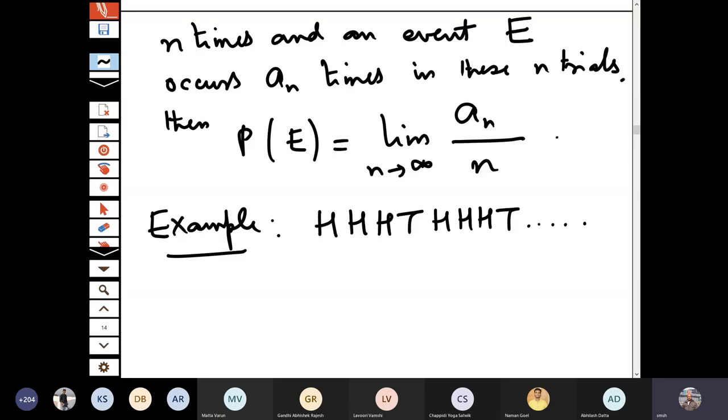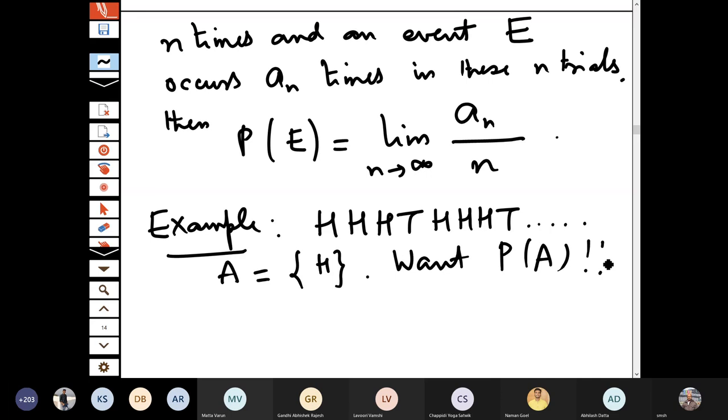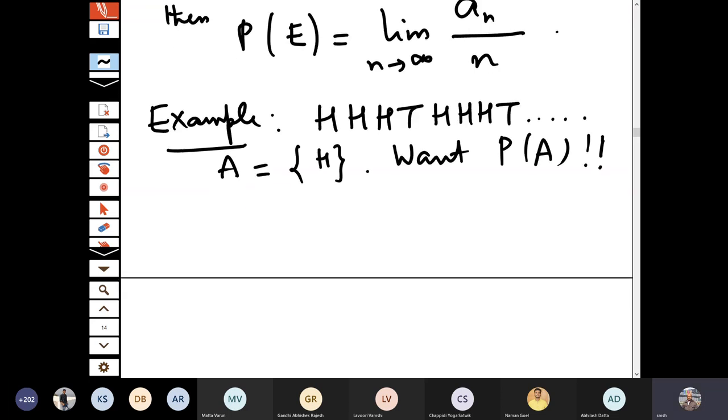Let us look at the event A, that is the occurrence of head. We want the probability of A. Okay, we want this probability. So I need to calculate this An/n. See, we have to look at this An/n.